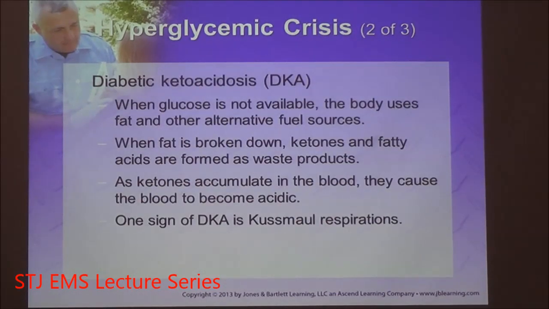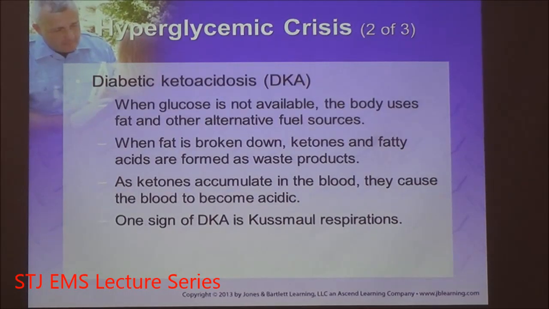So in diabetic ketoacidosis, when glucose is not available, the body wants to go into a starvation mode. It burns the fat. It's able to do that. Now, when the fat's broken down, those ketones and fatty acids are the waste products. So now, as you're becoming metabolically acidotic, with all these ketones and fatty acids building up, your kidneys are trying to urinate it out to balance, but also your respiratory system, which controls acid-base balance in the blood, wants to kick in as well.